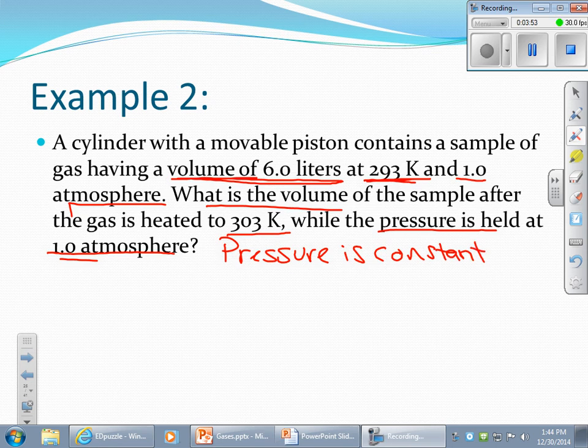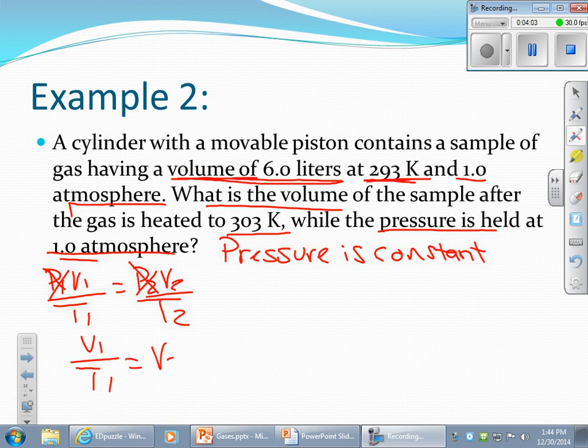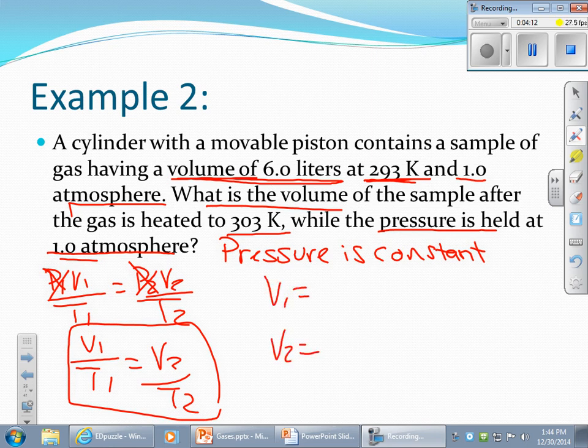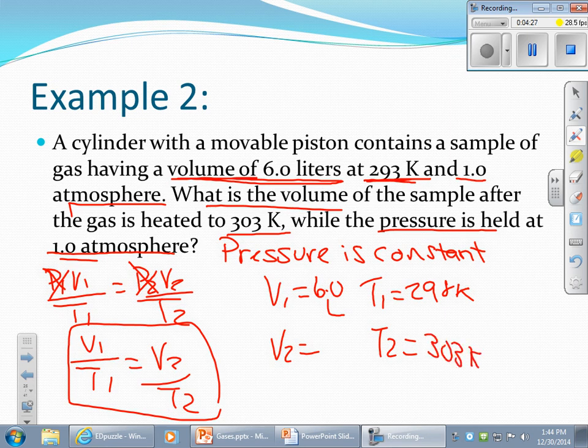So when we look at our combined gas law, P1 V1 over T1 equals P2 V2 over T2, if pressure is being held constant, we can eliminate it from the equation. So we have V1 over T1 equals V2 over T2 is what we're going to be looking at in this question. Let's set up our variables. V1 is 6 liters at a temperature of 298 kelvins. Then we see that the gas is heated to 303 kelvins, so that's the new temperature. And we're trying to figure out what the new volume is going to be.